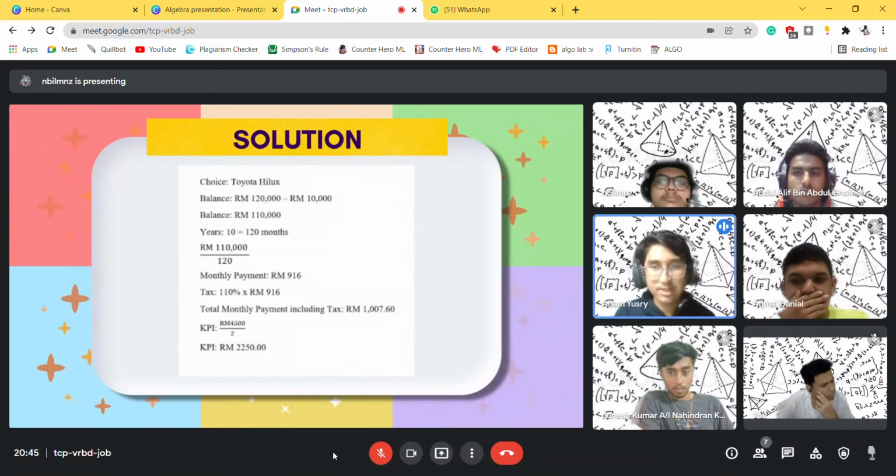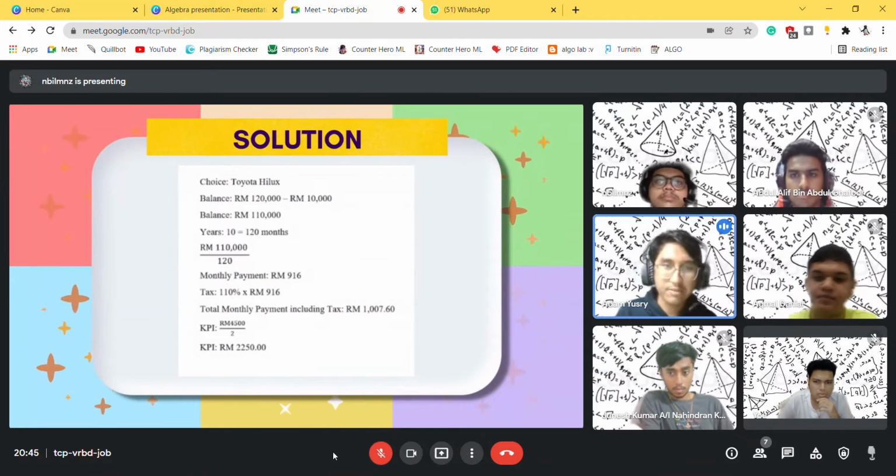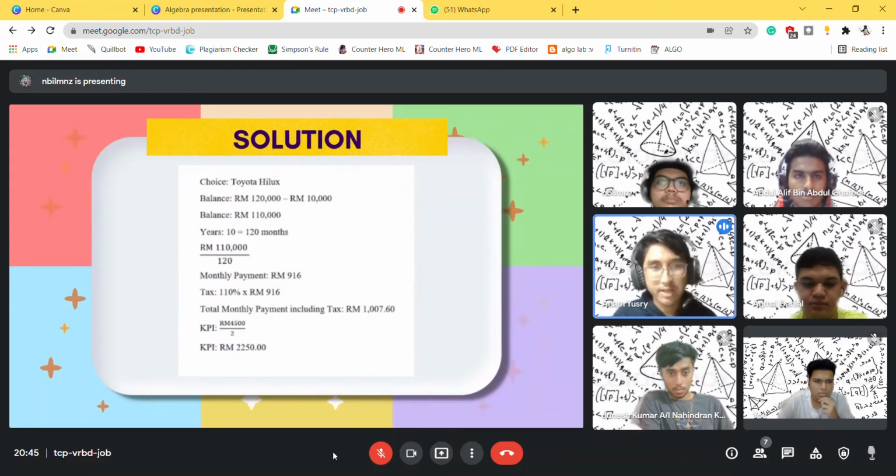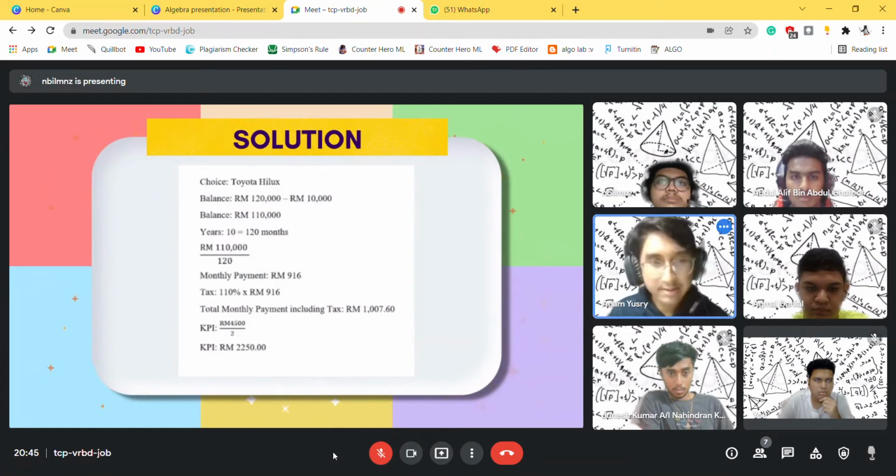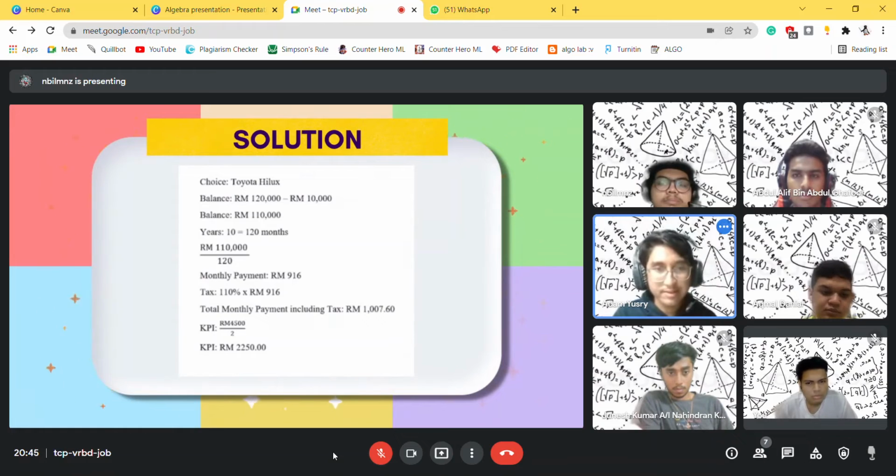So for the solution, for example, Mr. Hamdan takes a Toyota Hilux, so his balance will be shown, and he will enter the total years he wants to pay for the car. So the calculation will be done, and it will show the monthly payment that he has to pay, and the tax. Adding that, there will be a total of how much he has to pay for a month.